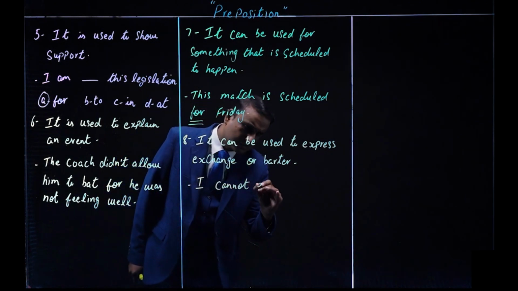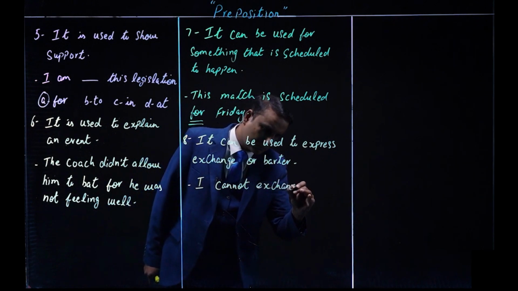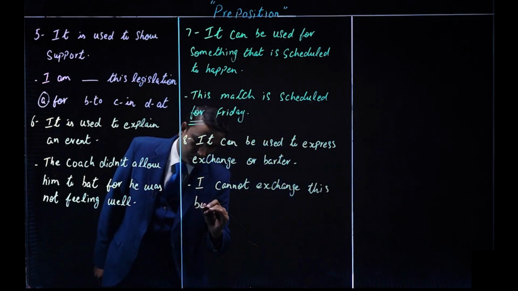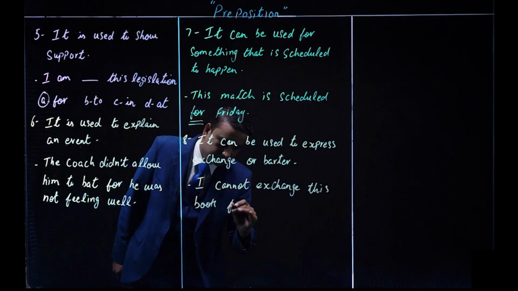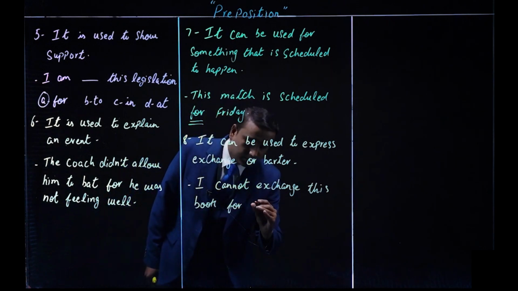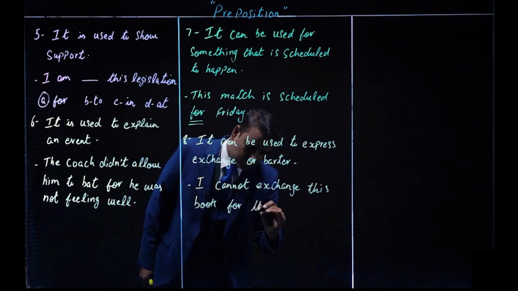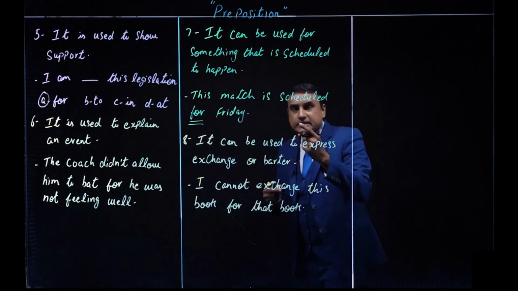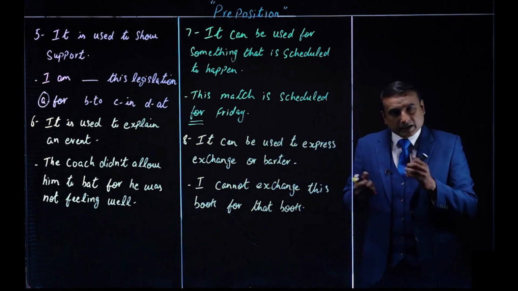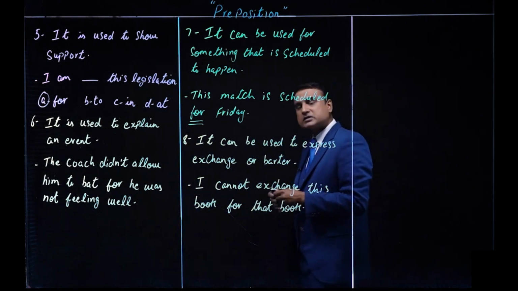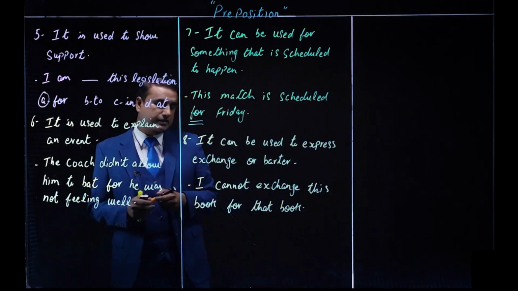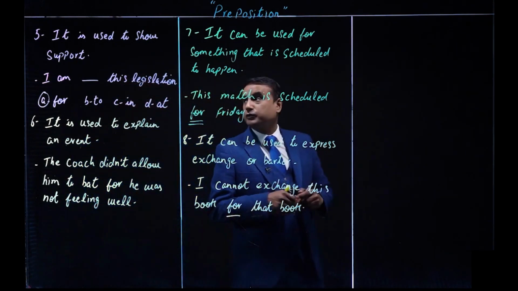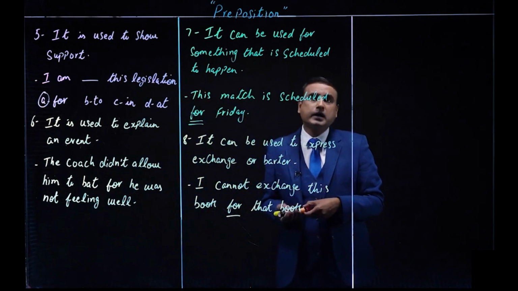I cannot exchange this book for that book. कि मैं इस किताब को उस किताब के बदले में खरीद नहीं सकता या इस किताब को उस किताब के बदले में तब्दील नहीं कर सकता. So here we are using for exchanging. So hopefully for के जितने भी आपके usage हैं वो clear हो गए होंगे.